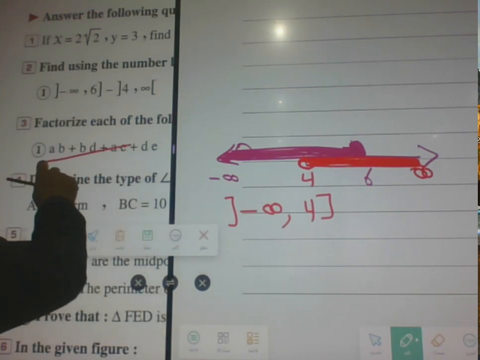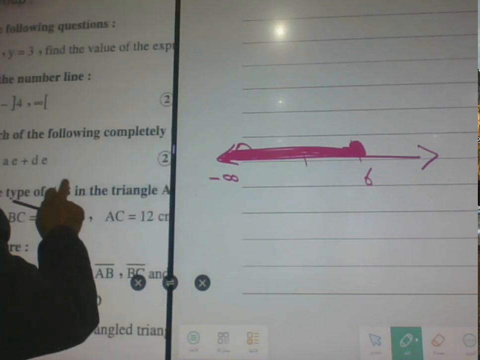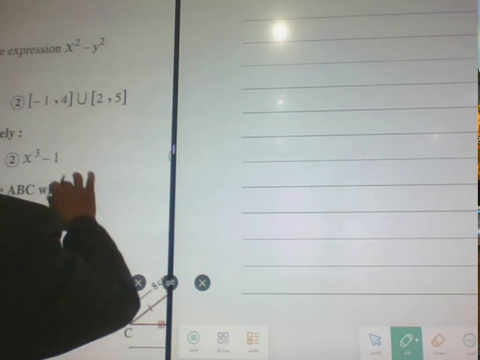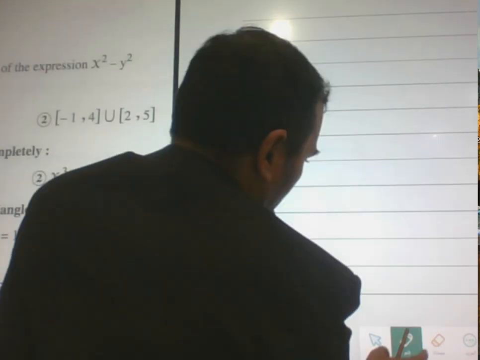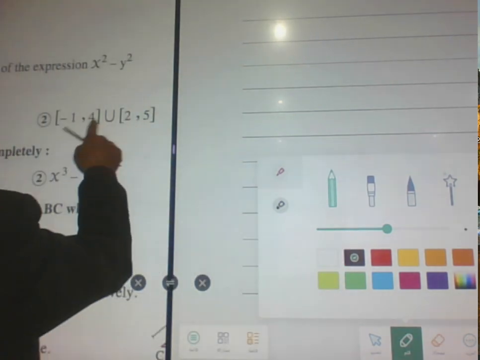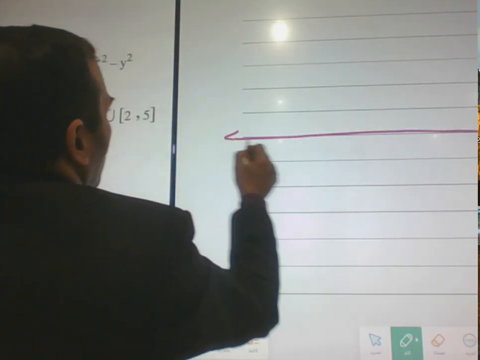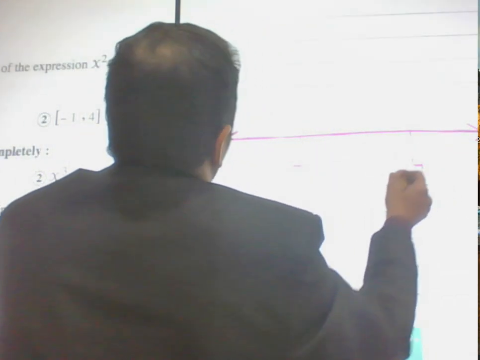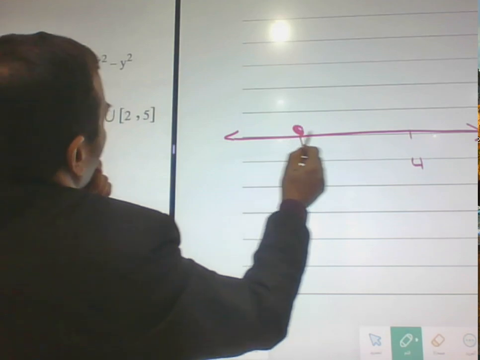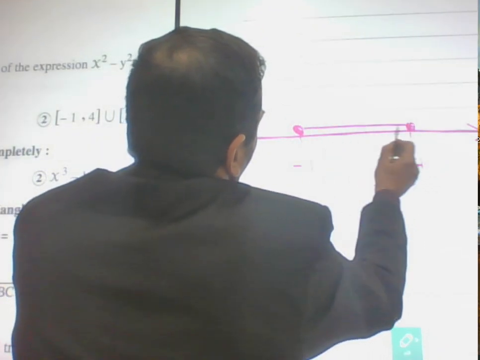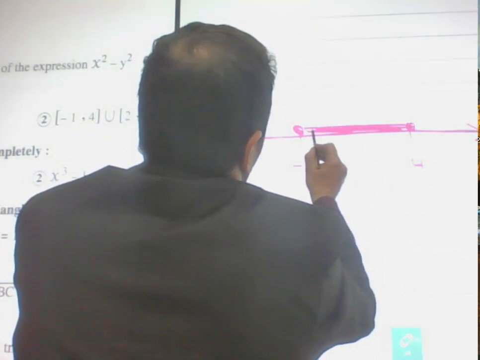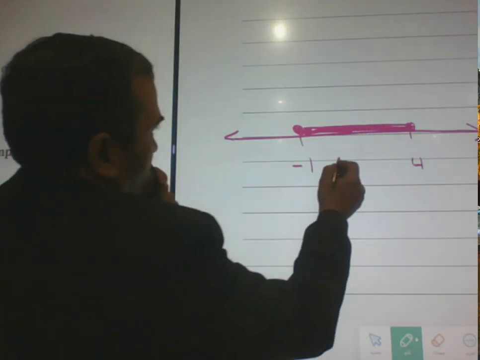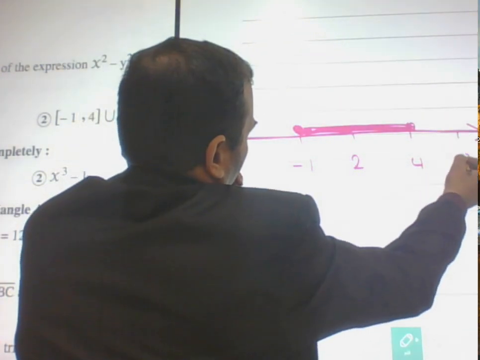Okay, and the next question, number 2. We want to find the union of two intervals here. The first interval is from negative 1 to 4. Look here, we have the number line, with negative 1 and 4. Negative 1 is closed and 4 is closed, like this. They are closed, my students. And the second is from 2 to 5. 2 down here and 5 here, like this.